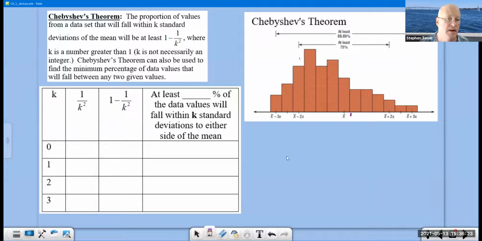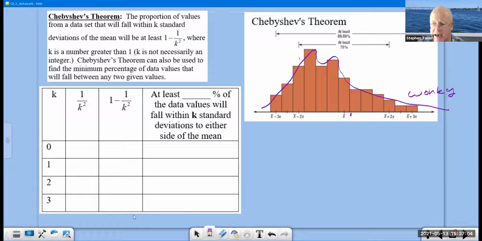Continuing on, we have something called Chebyshev's theorem. Okay, and Chebyshev's theorem is a way of trying to talk about what percentage of data will fall within a certain number of standard deviations to either side of the mean. Now, what's nice about Chebyshev's theorem is it does not require a bell curve. You can have any old data set that's got any old distribution, and I like to say that the curve can be wonky, for lack of a better word. Okay, it doesn't deal with any type of special curve.